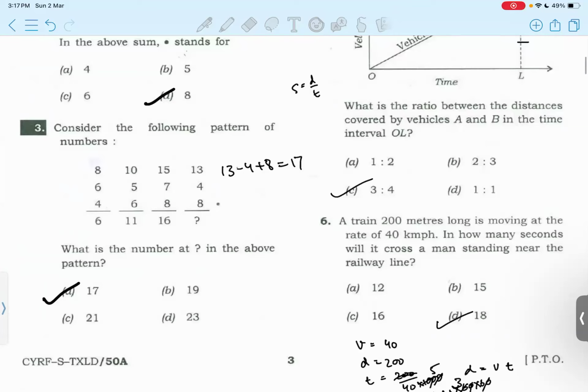Here also we have to identify the missing number. So you have to identify the pattern here. It would be 8 minus 6 plus 4 will give us 6. Similarly, 13 minus 4 would be 9. 9 plus 8 would be 17. So 17 should be the right answer. Option A.